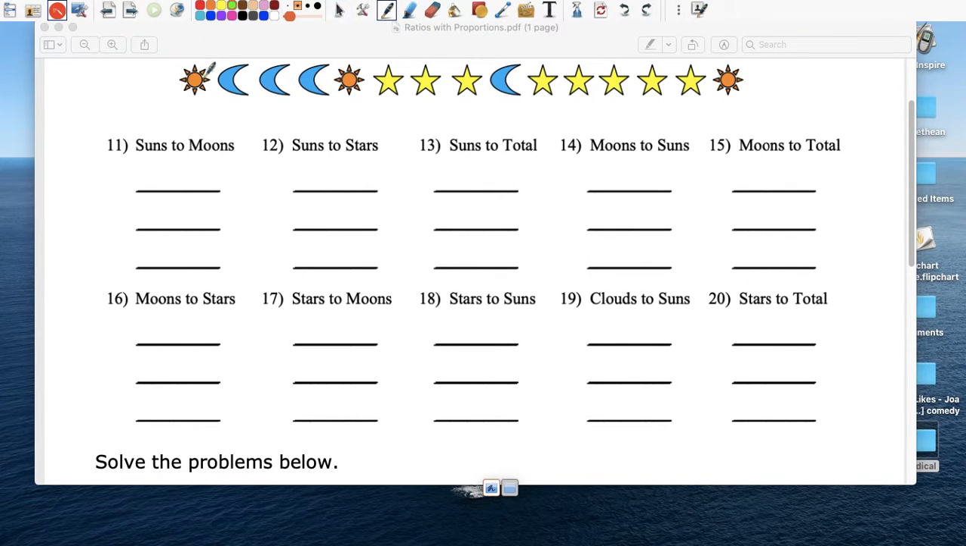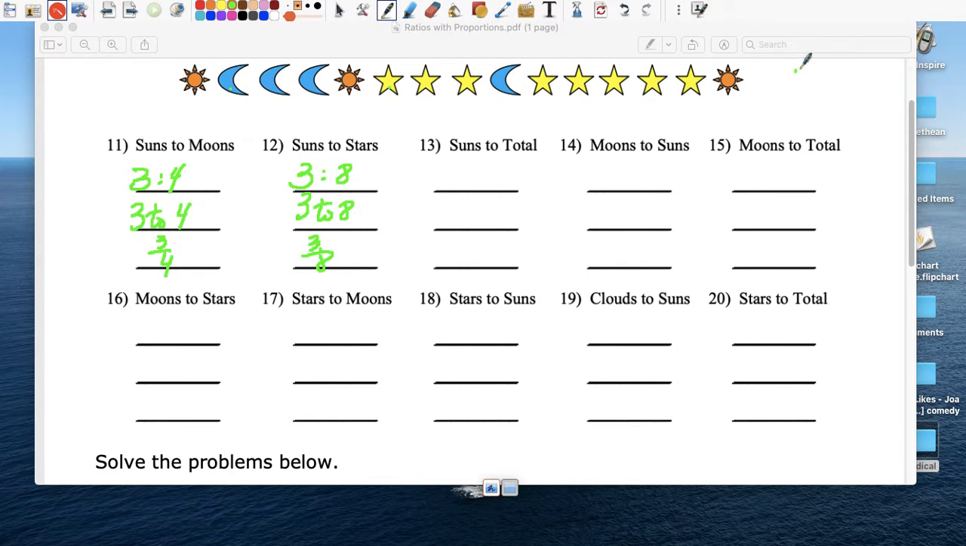First of all, let's see. Suns to moons. There are 3 suns. How many moons? 1, 2, 3, 4. 3 to 4. That's easy. And 3 over 4. Suns to stars. 3 suns. How many stars? 1, 2, 3, 4, 5, 6, 7, 8. 3 to 8, and 3 over 8.